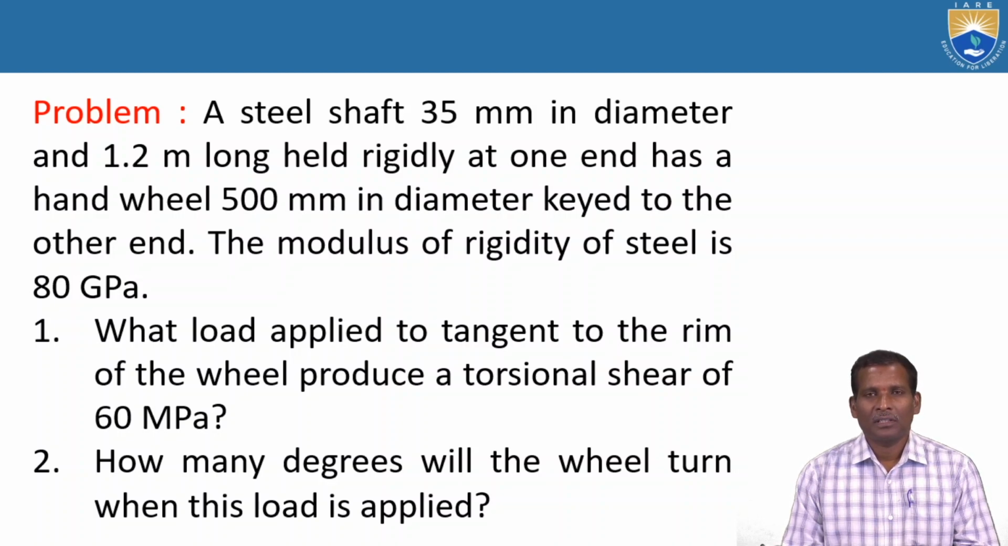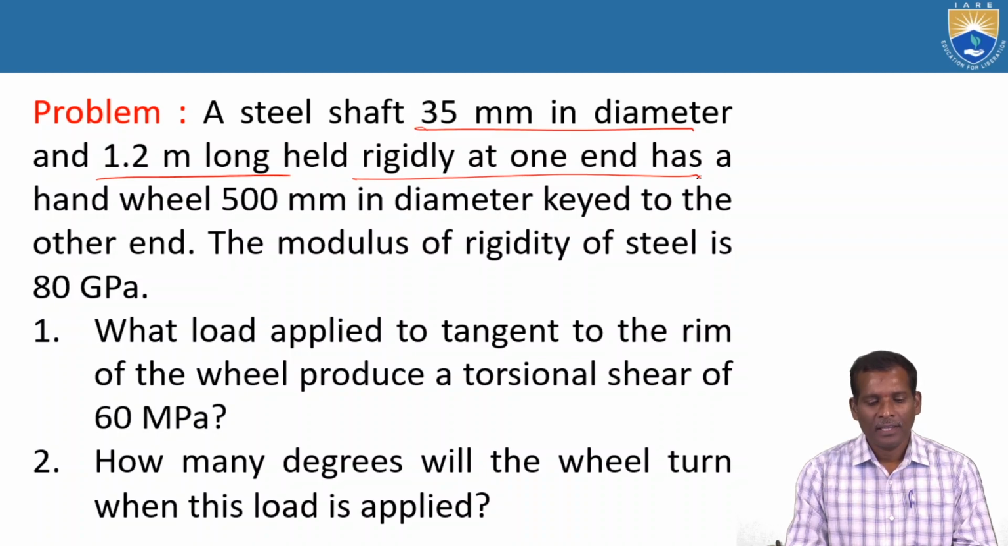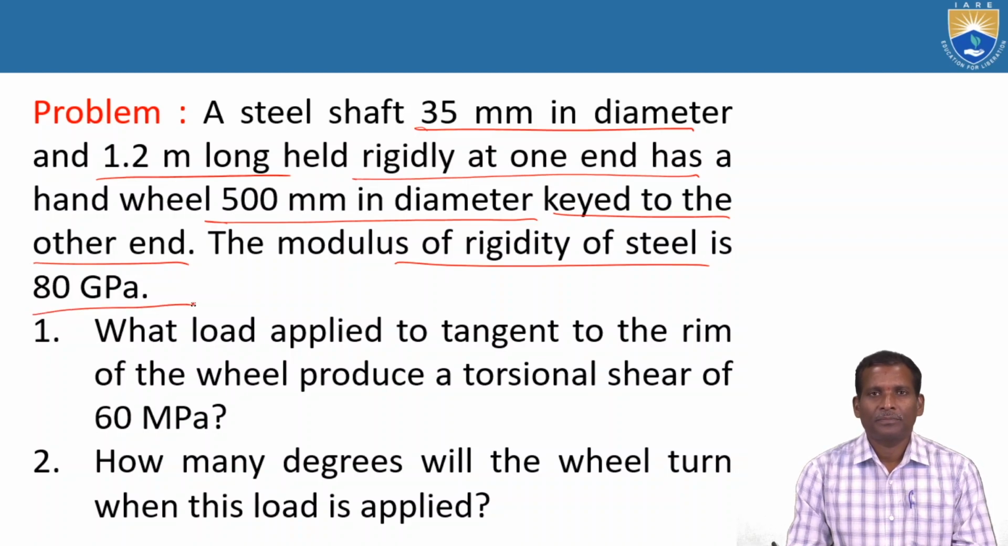In this problem, a steel shaft is given. It is 35 mm diameter and 1.2 meters long. So the diameter of the shaft is 35 mm and the length is 1.2 meters, held rigidly at one end, has a hand wheel 500 mm in diameter. It is keyed to the other end. The modulus of rigidity of steel is 80 GPa. So it is the G value.